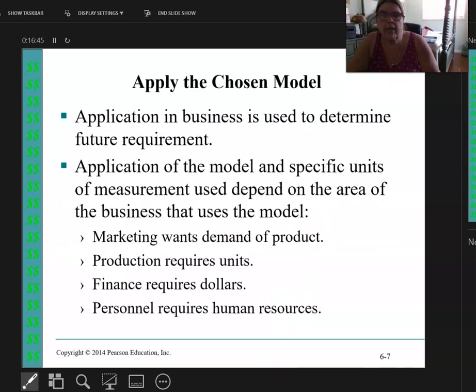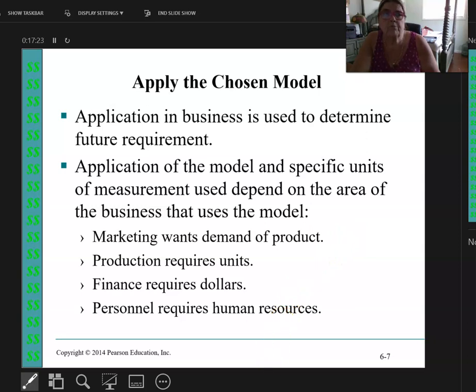Okay, let's move to apply the chosen model. We're going to get into the different models in a little bit. I'm not really going to go over this too much because we haven't talked about what the models are, but depending on what we want to know, we need to know what the market wants, the production requirements, and the finance requirements. So we actually need to know a few things when we look at the chosen models. I want to talk more about that when we actually get to the different models.